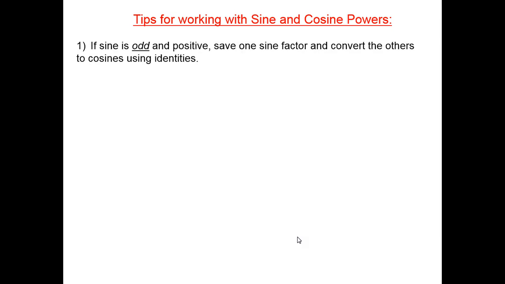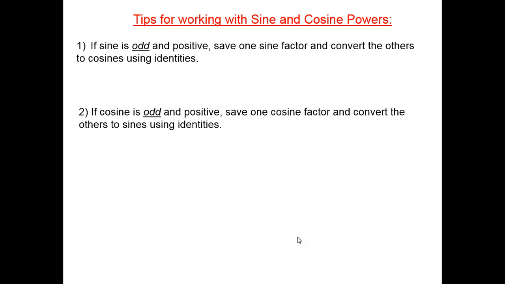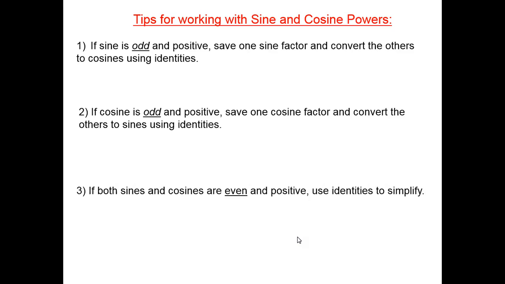If sine is odd and positive, you're going to want to save one sine factor and convert the others to cosines using identities. If the cosine term is odd and positive, you'll save one cosine factor, and convert the others to sines using identities. And then if both sines and cosines are even, use those power reducing identities to simplify.